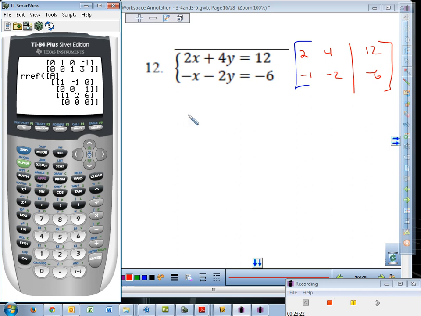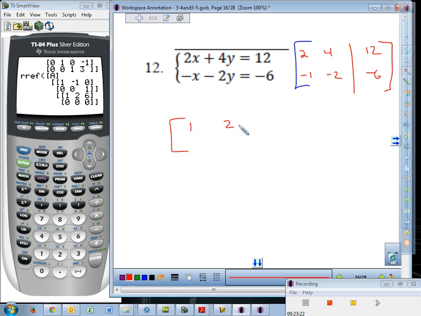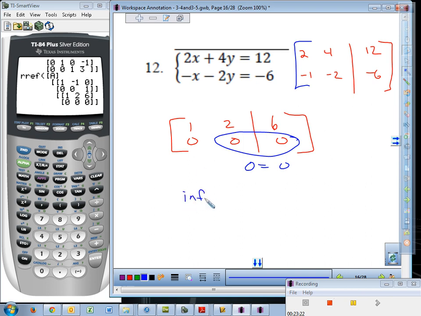So I got a matrix of 1, 2, 6, 0, 0, 0. Correct? Do I have ones going diagonally here? Nope. I'm left with this. 0 equals 0. Yes, always use the bottom one. 0 equals 0. Yes or no? So, infinite solutions.